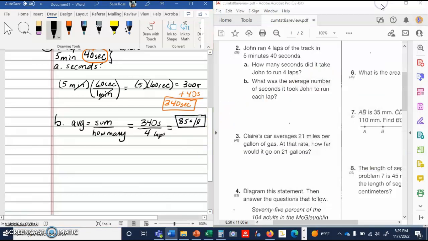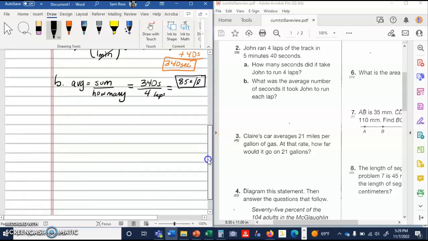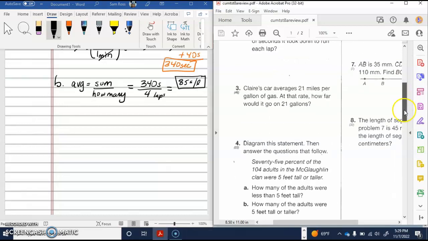Okay, and make sure that you ask the question if you need to. Ask all of the questions, please. I'm going to scroll down. We're going to look at 3.